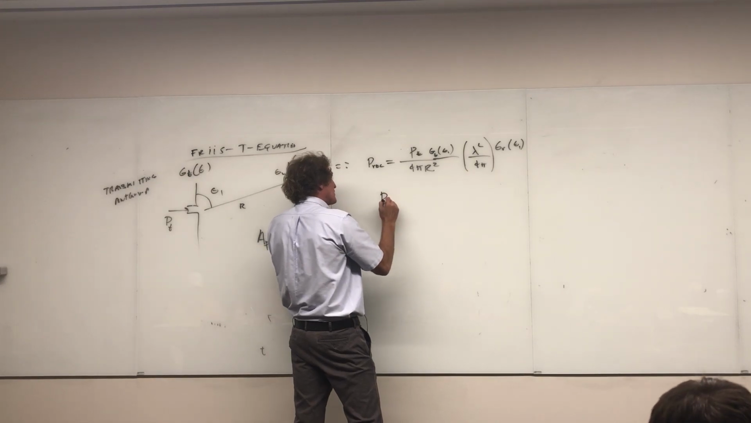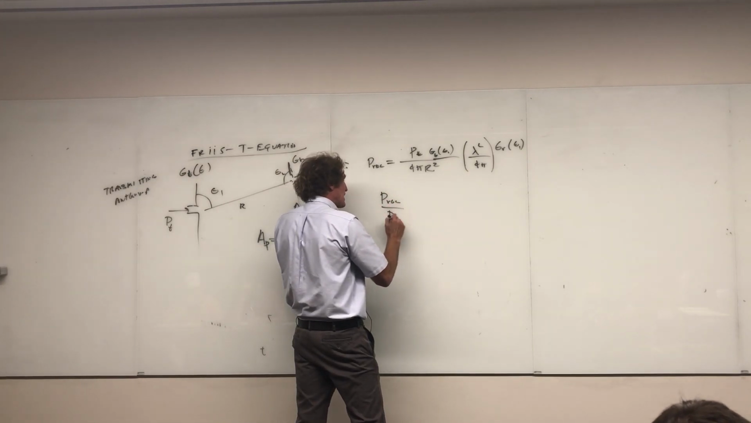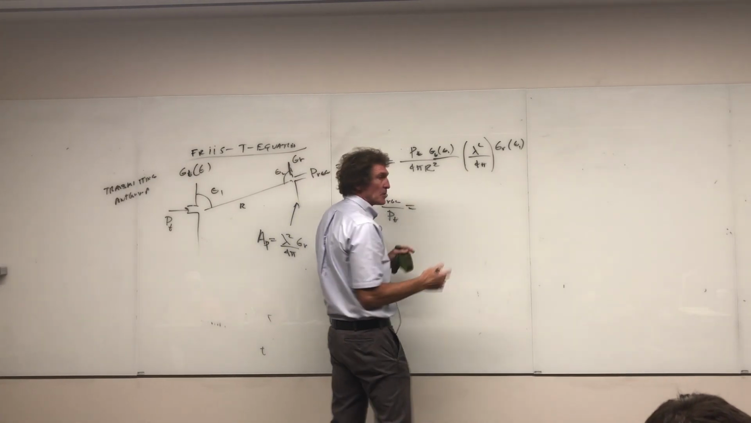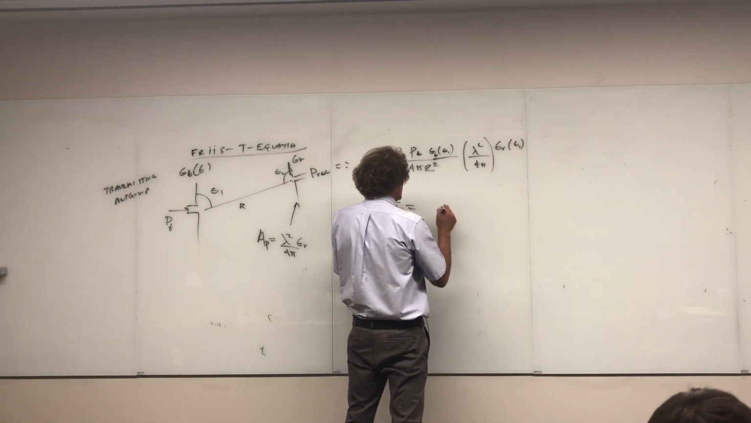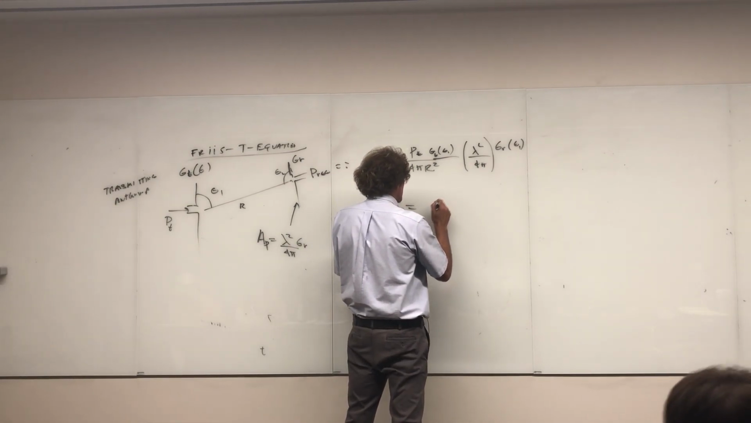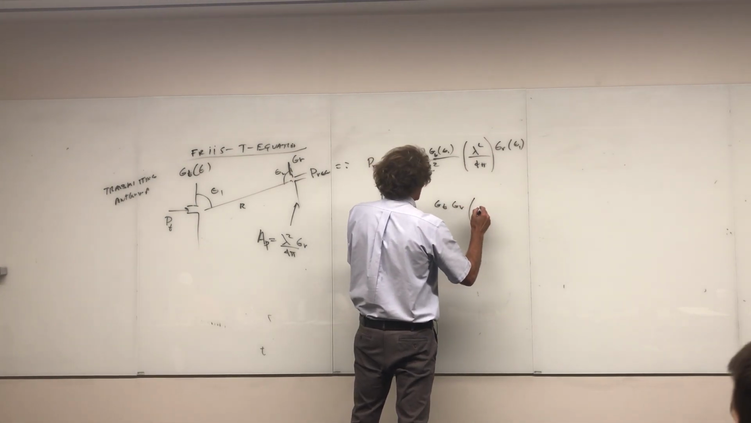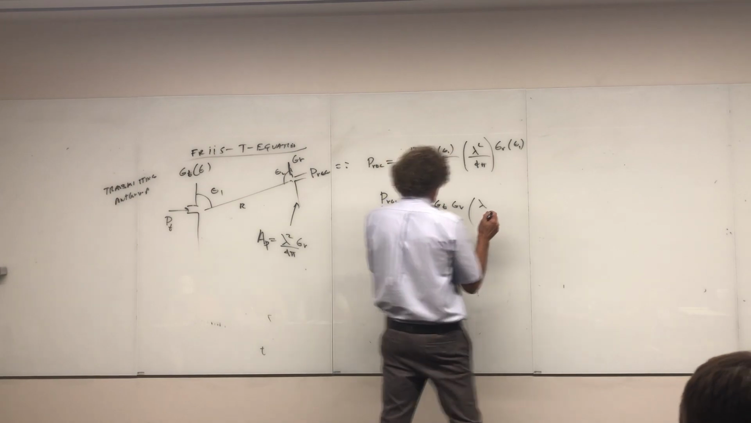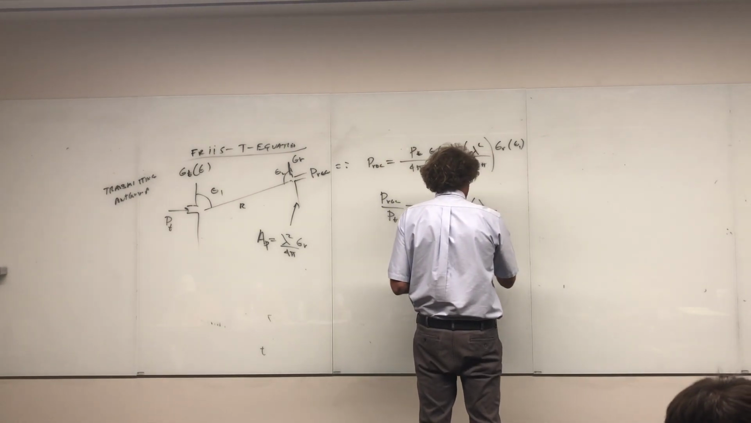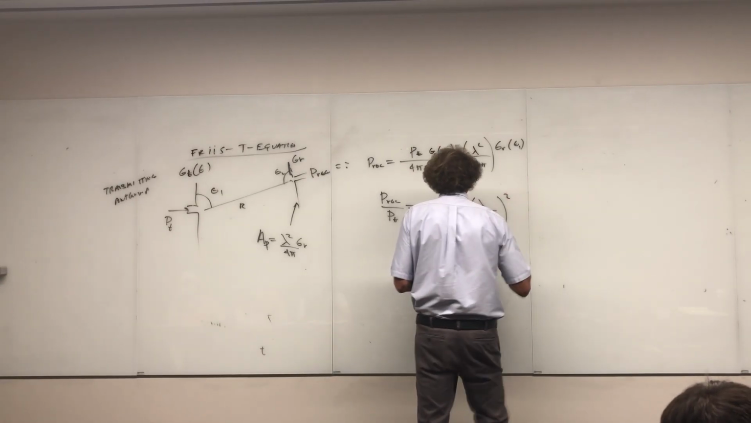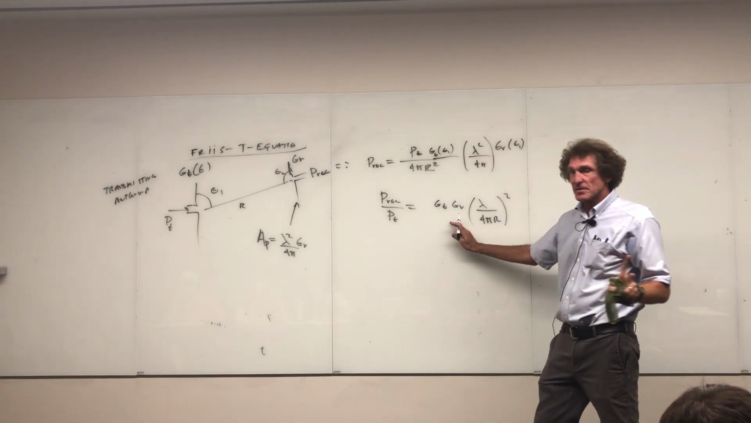They say power received divided by power transmitted, and this is sort of the goodness of the antenna I was talking about. It is really just going to be the gain of the transmitter, times the gain of the receiver, times lambda over 4 pi r, squared. Keep in mind these gains are a function of angles.